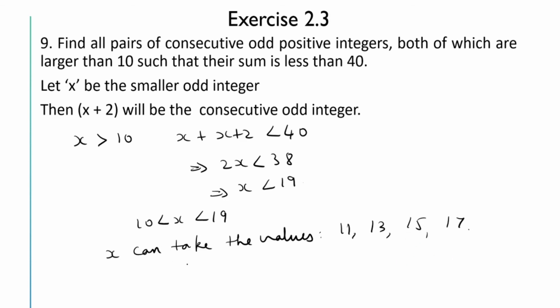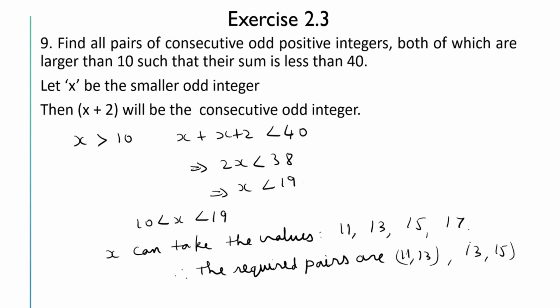So therefore, the required pairs are 11, 13; 13, 15; 15, 17 and 17, 19.